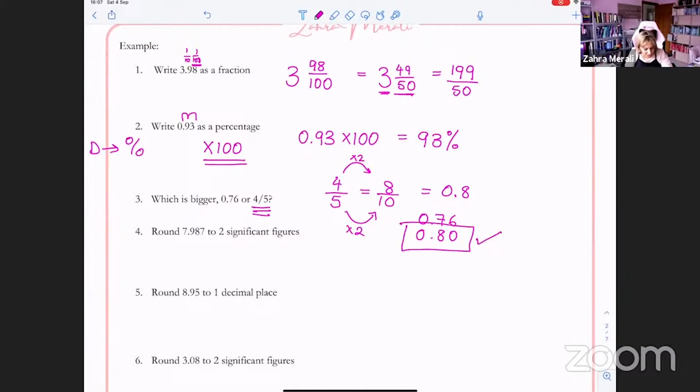Now we've got to round 7.987 to 2 significant figures.